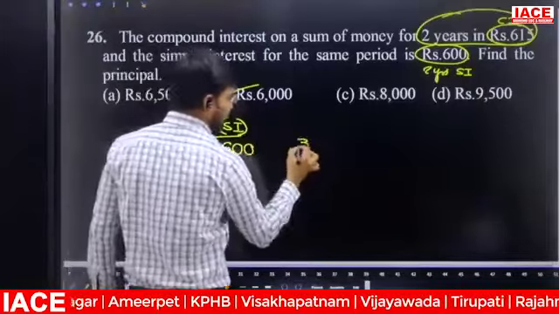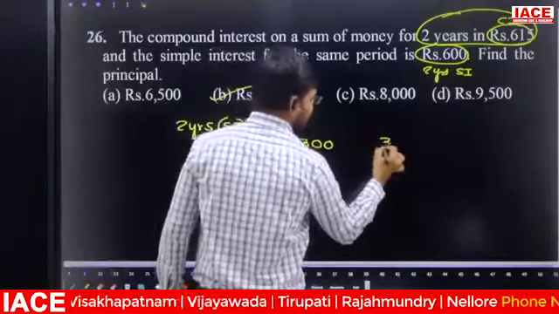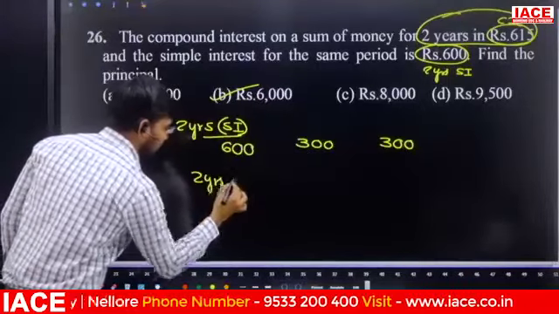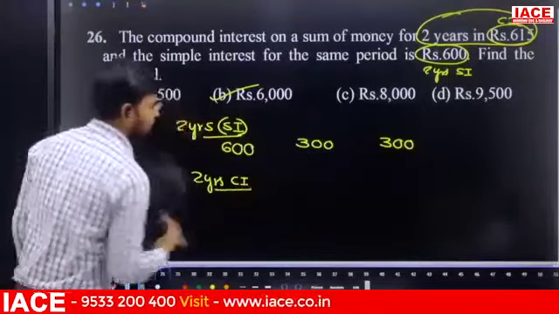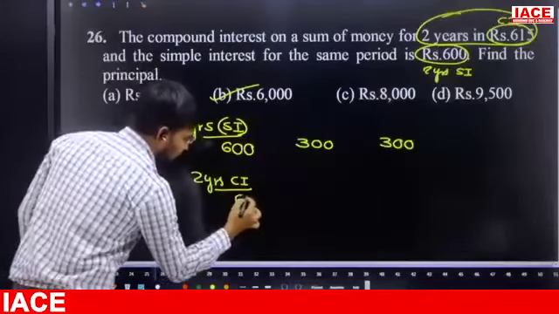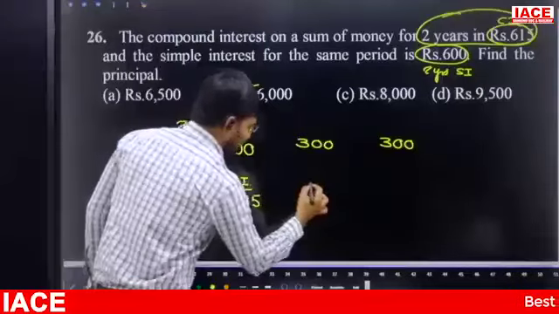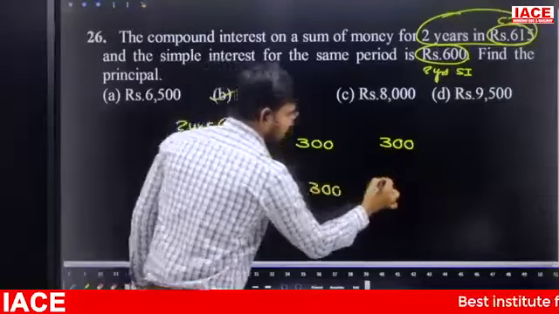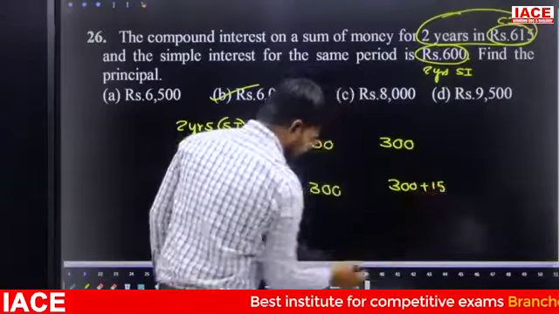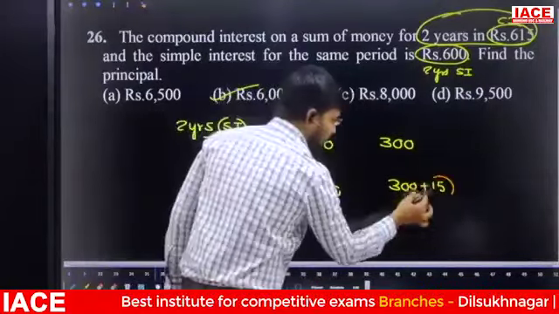So that is nothing but 300. First year 300, second year 300. So 2 years CI is 615. First year it is common. Second year it is 300 plus 15. This 15 is interest on 300.